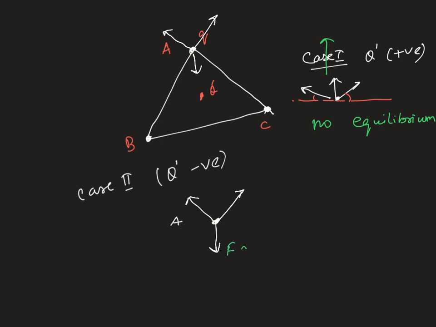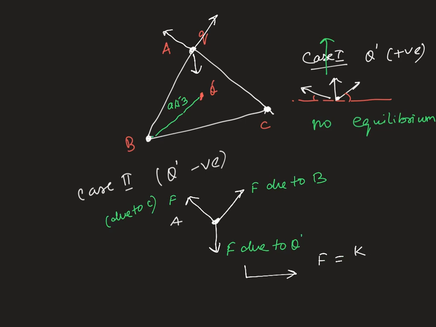This is the force due to q dash. This is the force due to B, and this is the force due to C. Now, what will be the force due to q dash? We all know that the distance between the vertex and the centroid is a by root 3. That is something that you have to remember, keep in mind. So the force is going to be F equals K q dash small q upon a squared divided by 3. So 3 goes up.